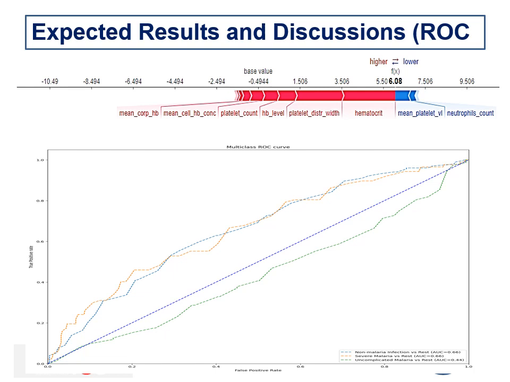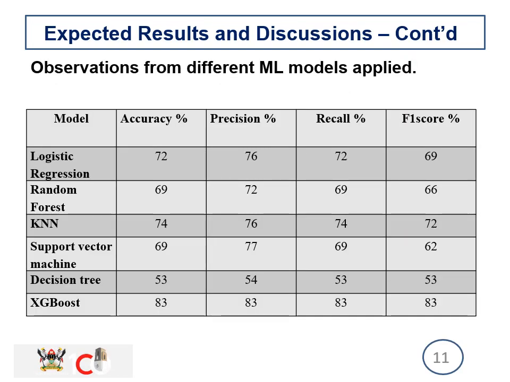Here is a multi-class ROC curve, and the blue line here is for the non-malaria infections. The orange line is for the severe, and then the green line is for the uncomplicated malaria. So we can look at one versus rest. The non-malaria infections actually provided a 0.66 with the severe malaria, but the uncomplicated here is 0.44, which means it's not so much of value. But these are the evaluations of the models presented in this table here in percentage form.